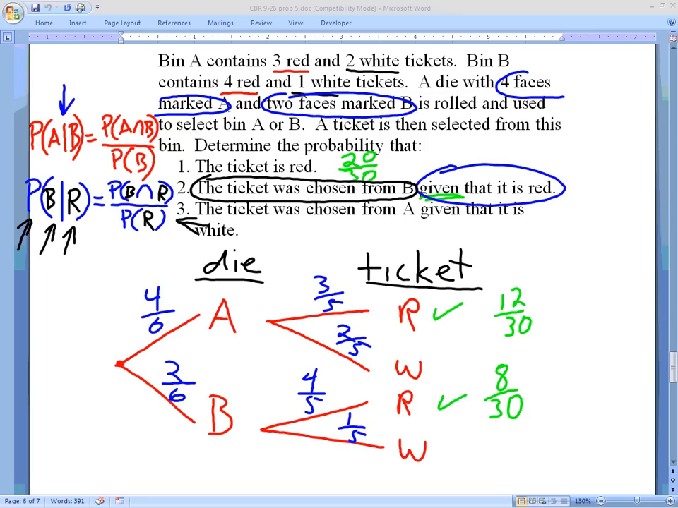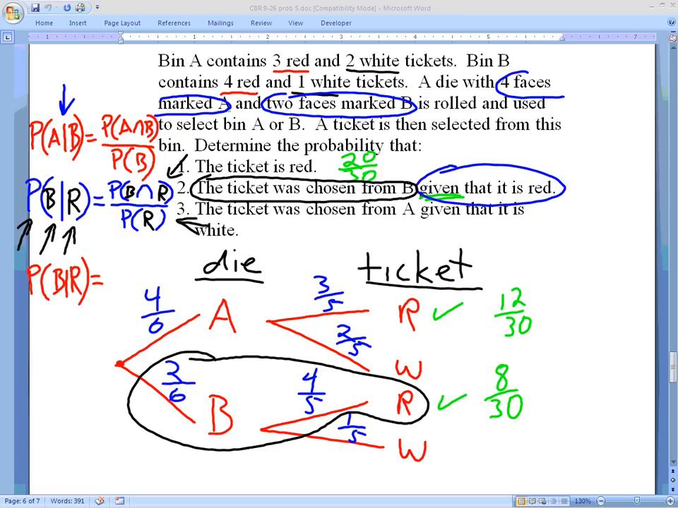This number here, the probability of red, and this number here, which is the probability that it came from B and is red. And you'll actually notice that we already have all those things, so we just need to put it all together. So the probability of B given red is equal to the probability of B and red. Well, take a look at your tree diagram. B and red, right here. We already did that. It's 8 over 30. So that is my numerator, 8 over 30.